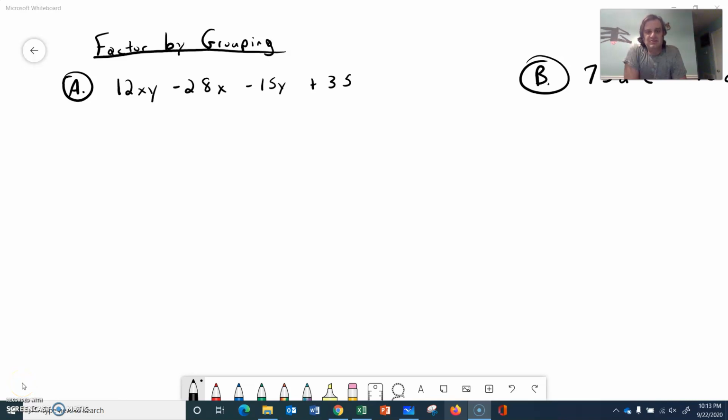Hey, it's Mr. Allred, and I've got some factor by grouping practice problems here. The first one is 12xy minus 28x minus 15y plus 35.